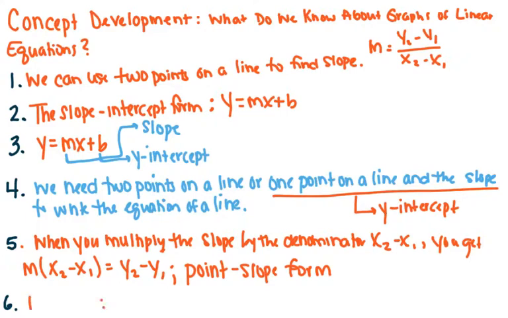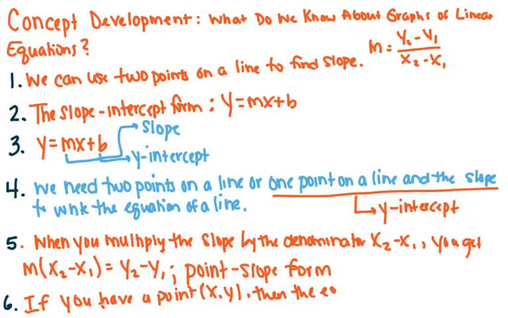So I'm going to write that out. If you have a point, xy, then the equation is written as m times x minus x1 equals y minus y1. And we're going to take a look at that in more detail in our next couple of examples.